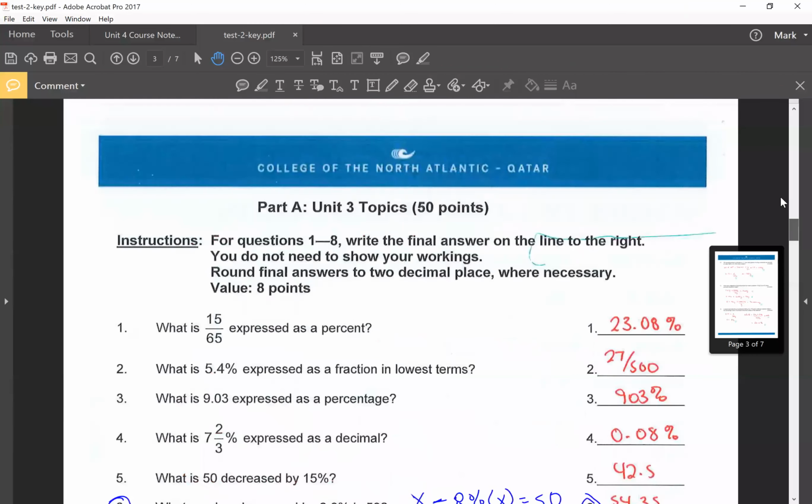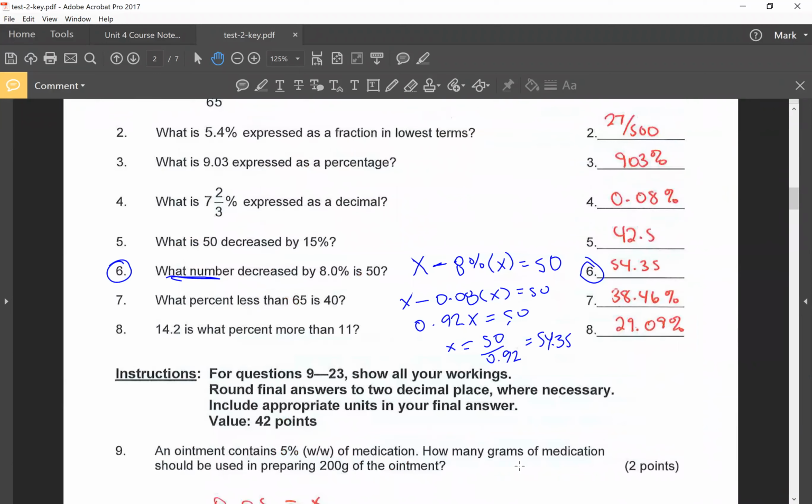Again, you have to read this question carefully. What number? So I'm taking a number. I'm going to decrease that number by 8%, and it will equal 50. It has to be bigger than 50. Take a number, decrease that number by 8%, and it will turn into the number 50. It has to be bigger, right? Any number decreased by something has to be bigger than the original number. So my answer must be a little bit bigger than 50.